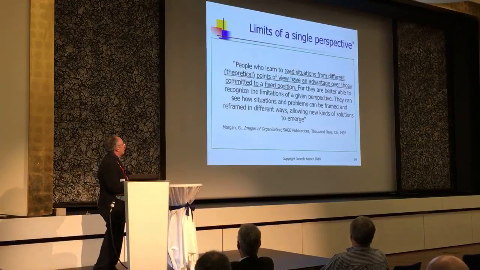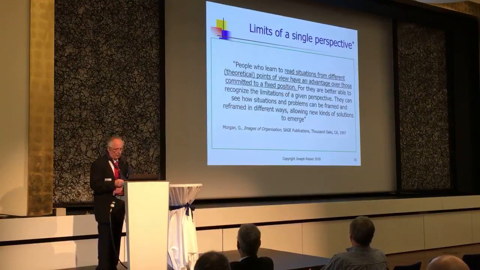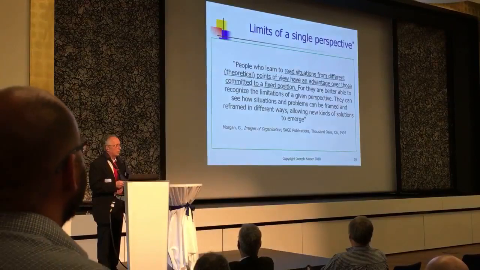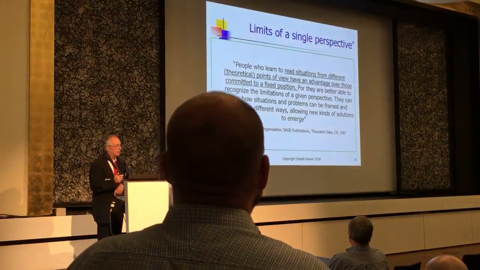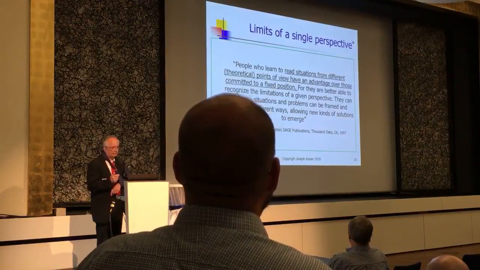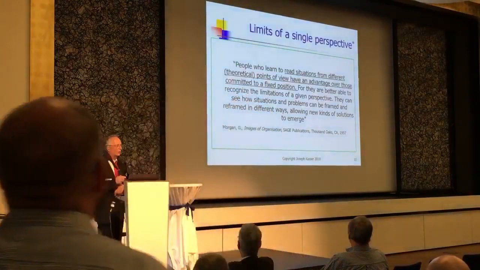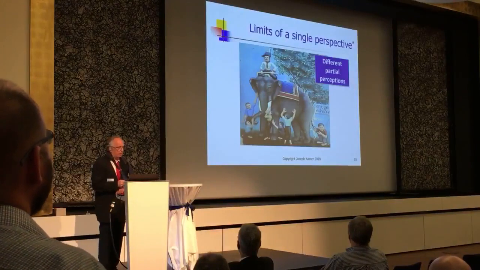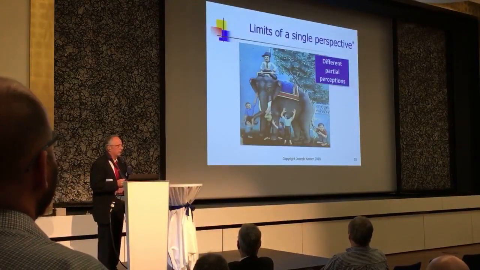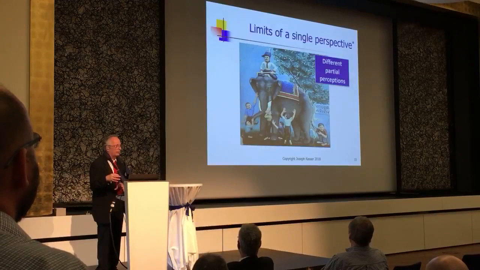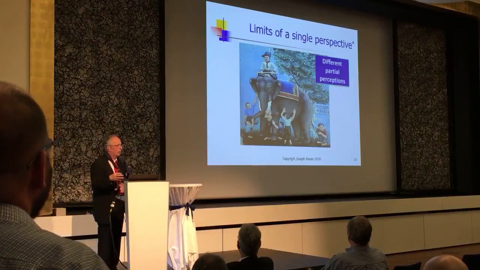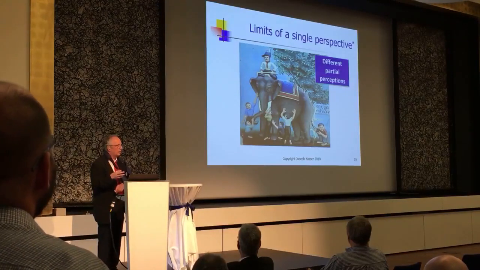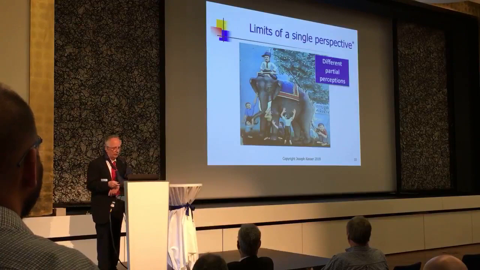Now, the limits of a single perspective have been known for many years. One example is here, and you can read it, so I don't have to speak it. Read quickly, because my finger's going to click. But this has been known a lot longer. There's the parable of the blind man and the elephant. Each of the blind men feels a different part of the elephant, and together somebody can work out it's actually an elephant and it's not one of those individual things.